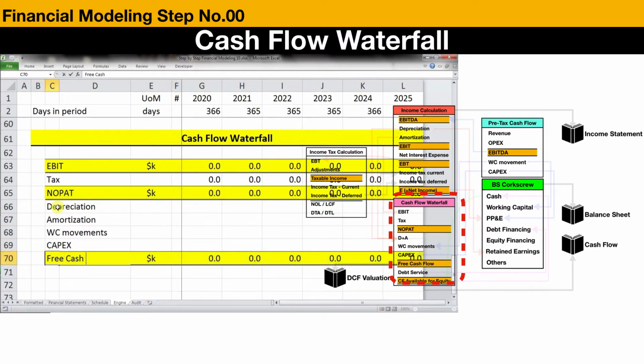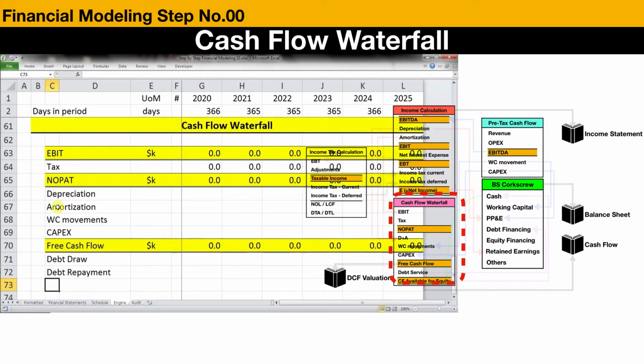As we will soon see in the spreadsheet, the first step of building the cash flow waterfall is to calculate the free cash flow. Free cash flow is calculated by NOPAT plus working capital adjustment plus CapEx, plus add back depreciation and amortization. NOPAT is net operating profit after tax, aka unlevered net income.